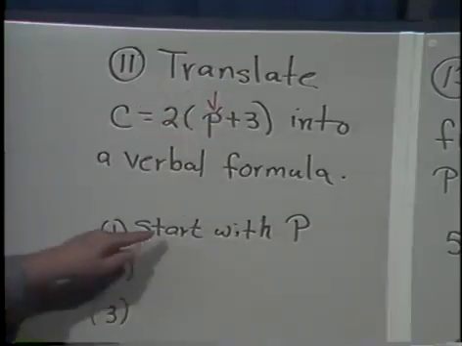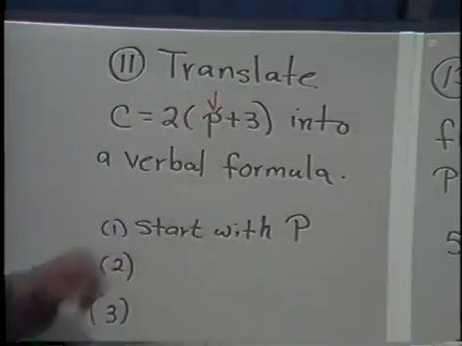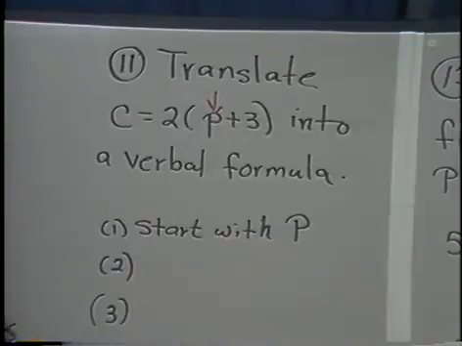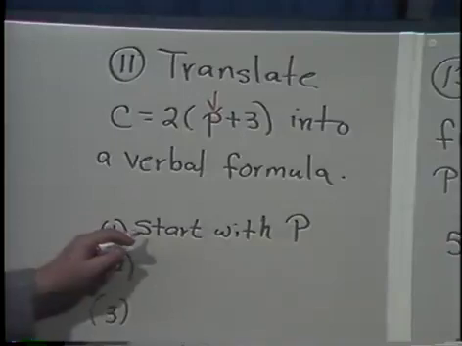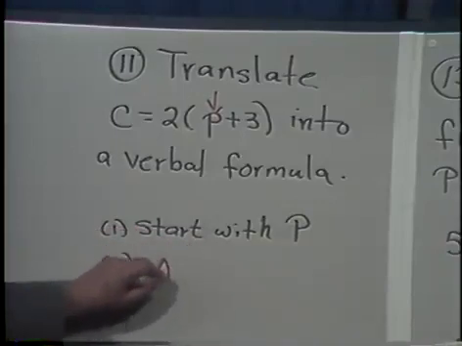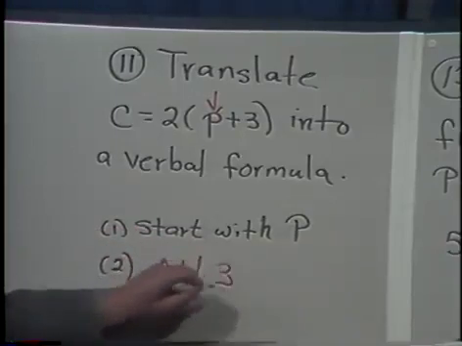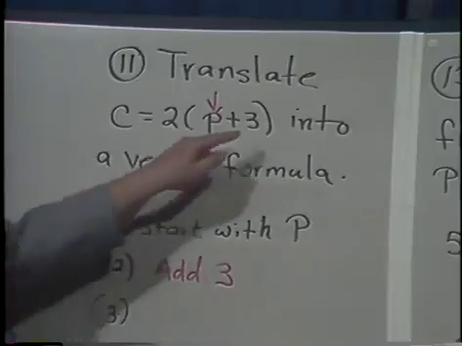So what are you going to do? You're going to start with P. Look inside the parentheses. What's the first thing that's being done? You're adding 3, aren't you? So the next step says what? You start with P, then you add 3. What do you do after you add the 3?